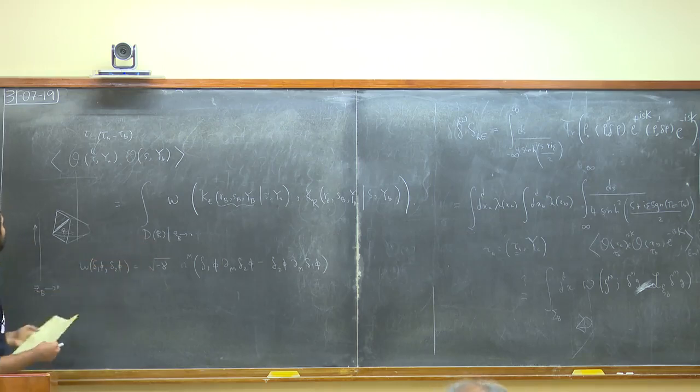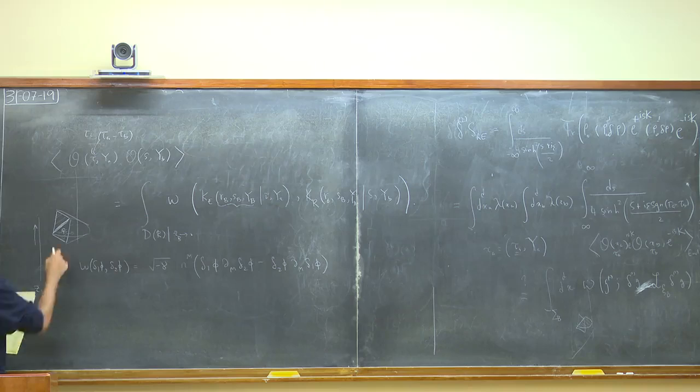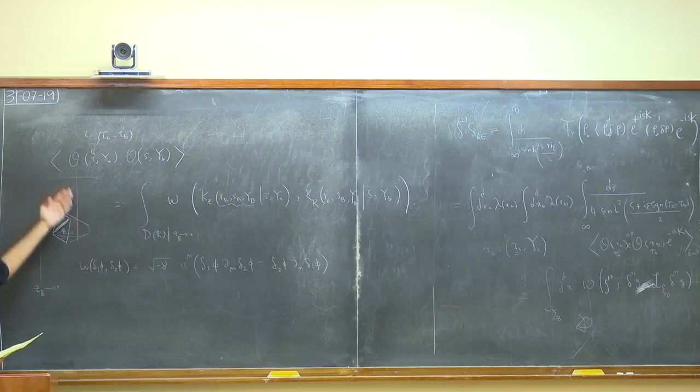D of R is the domain of dependence of R. R is my boundary subregion, and D of R is its domain of dependence. It's this diamond on this slice in the boundary. Okay.